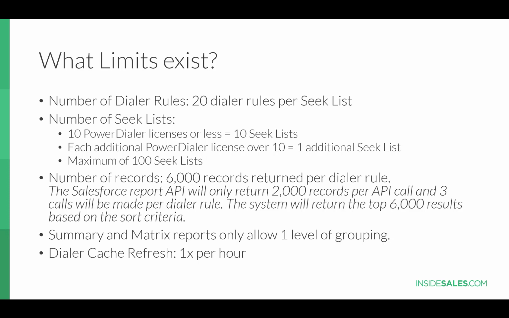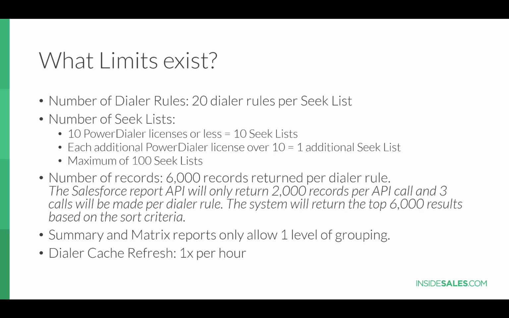And as for the number of Seeklists per account, unless otherwise contracted, PowerDialer customers are limited to the number of Seeklists based on the number of licenses purchased. All customers will have at least 10 Seeklists. Then for each additional license over 10, will be granted 1 additional Seeklist, and the maximum number of Seeklists is 100. You can have up to 6,000 records returned per dialer rule.